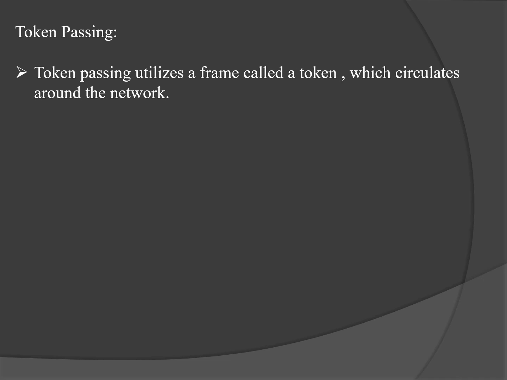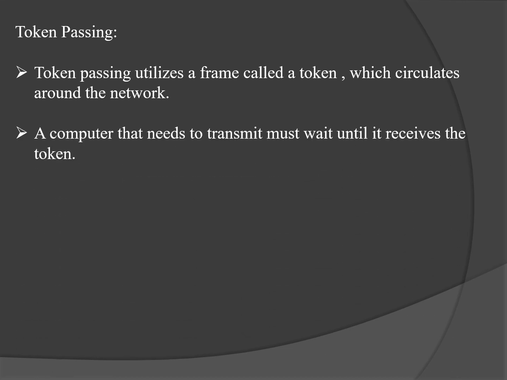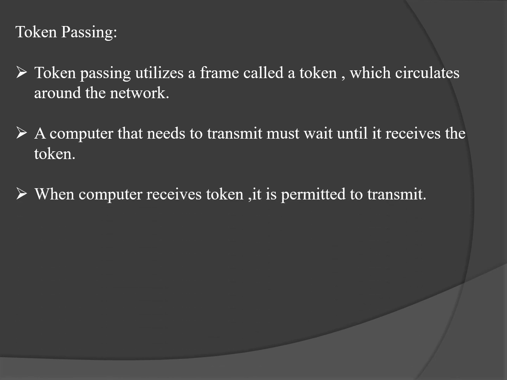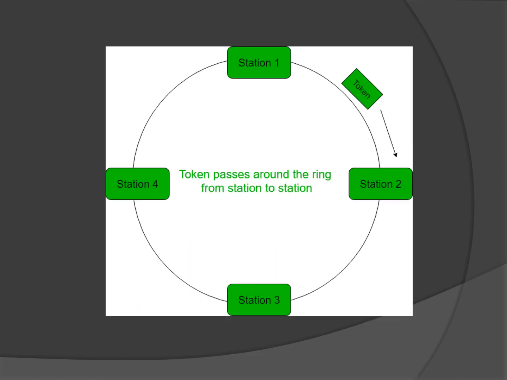Token passing utilizes a frame called a token which circulates around the network. A computer that needs to transmit must wait till it receives the token. When a computer receives the token, it is permitted to transmit. When a computer completes transmitting, it passes the token frame to the next station on the token ring network. Okay, so this is how the token ring works. Here also you can see a second diagram based on the token ring where we have 4 workstations and the token is freely rotating. Whenever any workstation wants to transmit the data, it will take the token and then transmit the data.